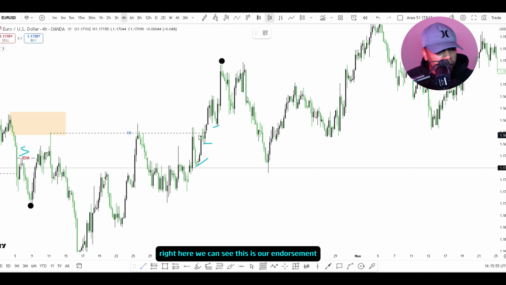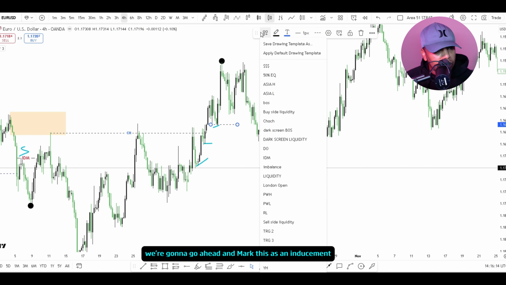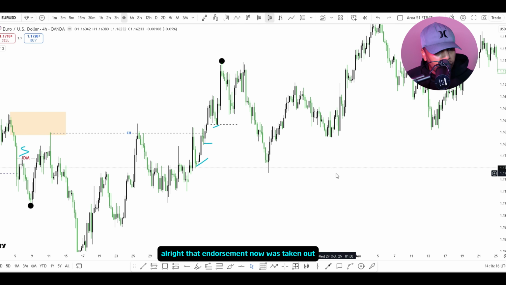We can see this is our inducement, because anytime price creates a higher low, until that higher low is taken out, a higher high will not be valid for smart money traders. So we're going to move our inducement from here. This first internal higher low, the second higher low wasn't taken out, the third one was taken out. So now we're going to go ahead and mark this as an inducement. That inducement now was taken out. Now we can go ahead and mark this as a higher high.